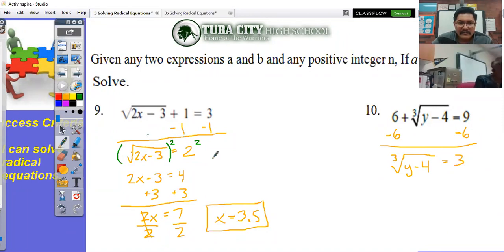All right, now we still have this cube root. If we want to get rid of a square root, we square both sides. But if we want to get rid of a cube root, we need to cube both sides. If we were to square both sides, it wouldn't really have helped out. We have to cube it.